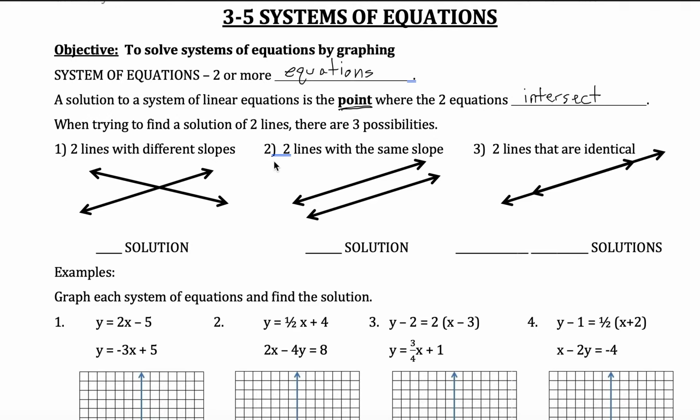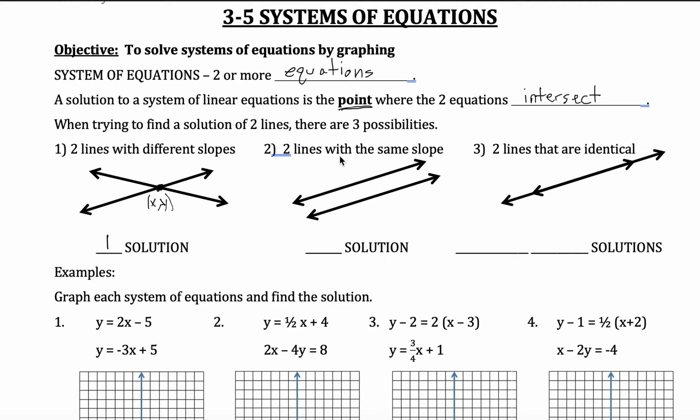Now, when you're solving and trying to find the solution of the two lines, there are three possibilities. The first possibility is if you have two lines with different slopes, they're going to intersect in one place, right there. They intersect in one spot, so they have one solution. It would be that x comma y of where they actually intersect.